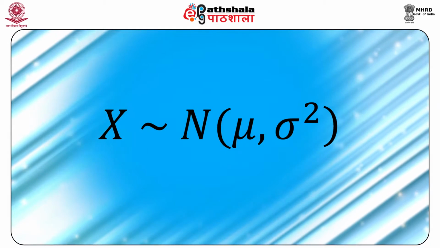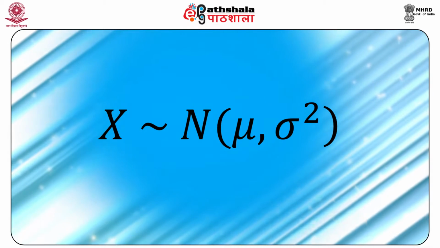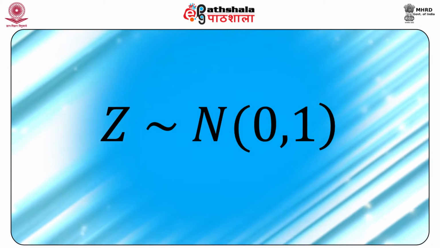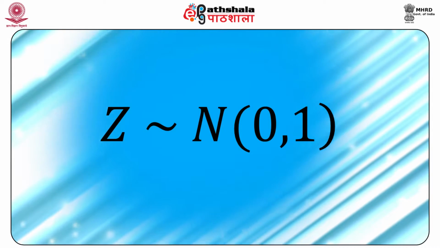Now we usually denote a normally distributed variable as x distributed as N with mean mu and variance sigma square. This symbol, as we said earlier, is the symbol of 'distributed as'. Similarly, we can write down the distribution for a standardized normal variable z: z is distributed normally with mean 0 and variance 1, which is also known as unit variance.